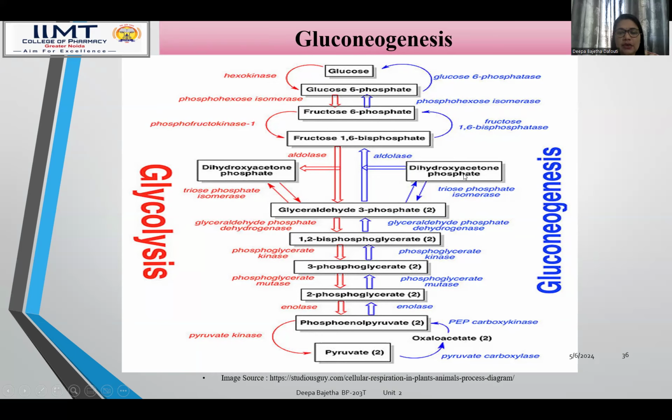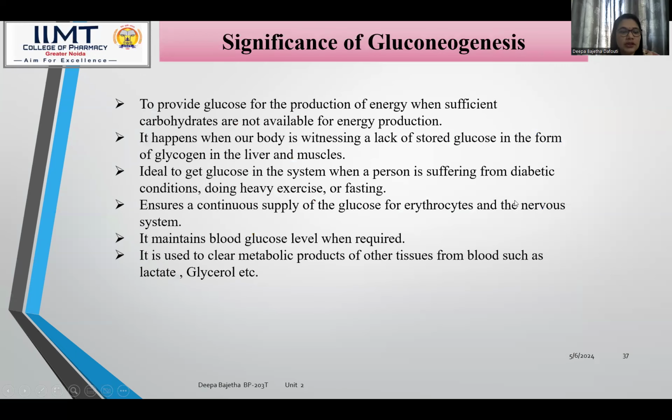This dihydroxyacetone phosphate is converted into fructose 1,6-bisphosphate with the help of the aldolase enzyme, and this fructose 1,6-bisphosphate is converted into fructose 6-phosphate, and fructose 6-phosphate is converted into glucose 6-phosphate, and lastly glucose 6-phosphate gives glucose with the help of the glucose 6-phosphatase enzyme. So the significance of gluconeogenesis is to provide glucose for the production of energy when sufficient carbohydrates are not available for energy production.